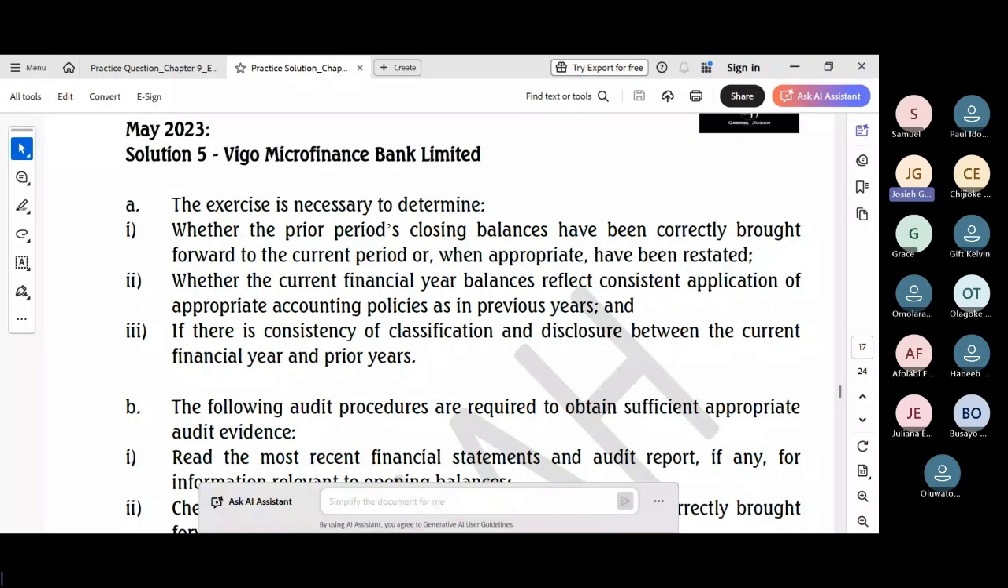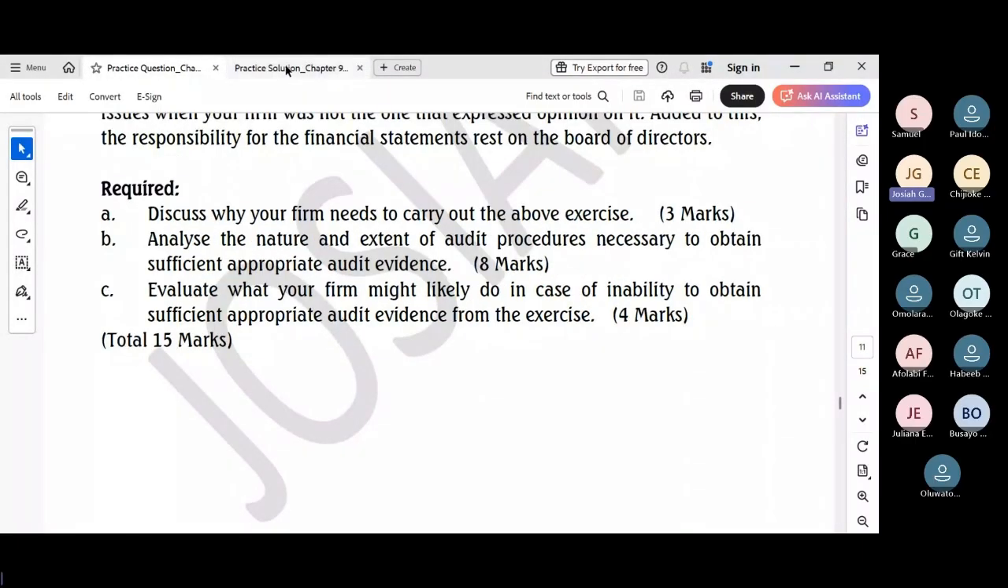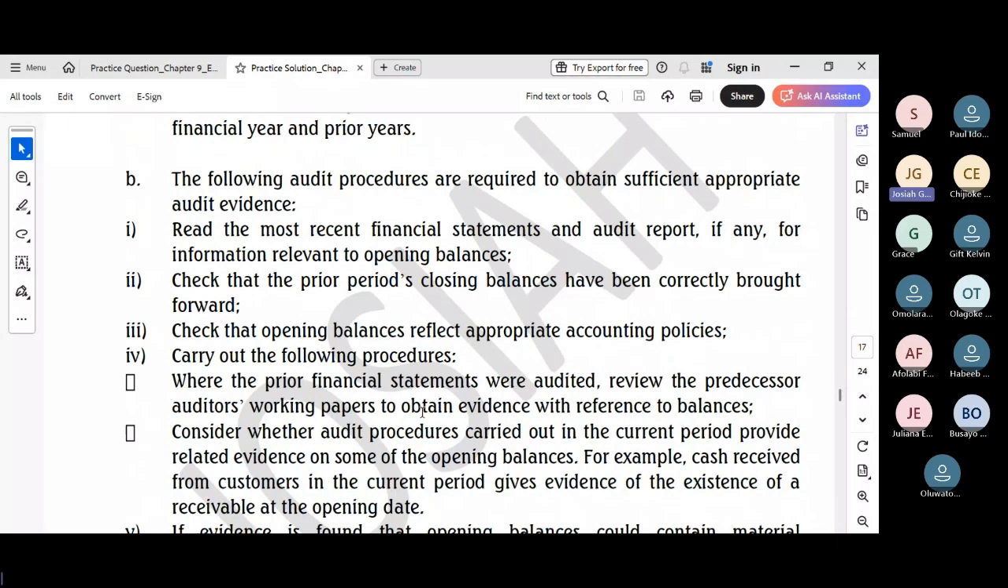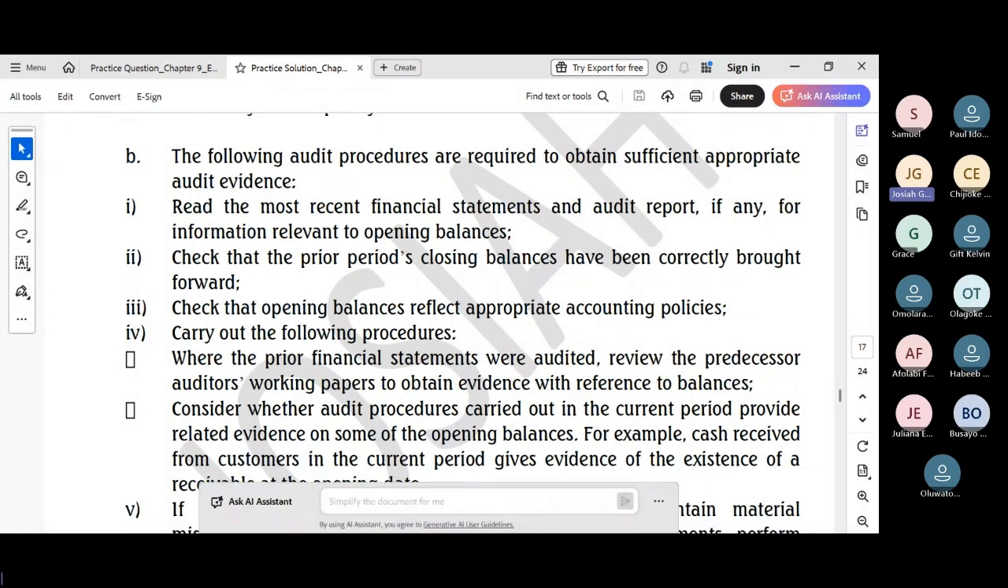Frame the answer around consistency, correctness, and classification. We used some acronyms in those lecture notes to help us remember. Consistency, correctness, and classification. That's how you write it as the basis for the current period's audit. So use professional terminologies like correctly brought forward and consistent applications of policies, something like that. Then for the 5B, the prompt is analyze the nature, okay? But to analyze the nature. So for the 5B, what do you write?